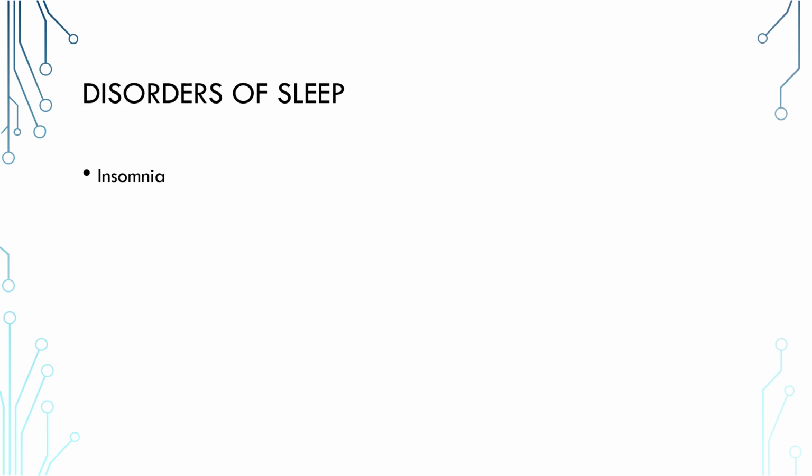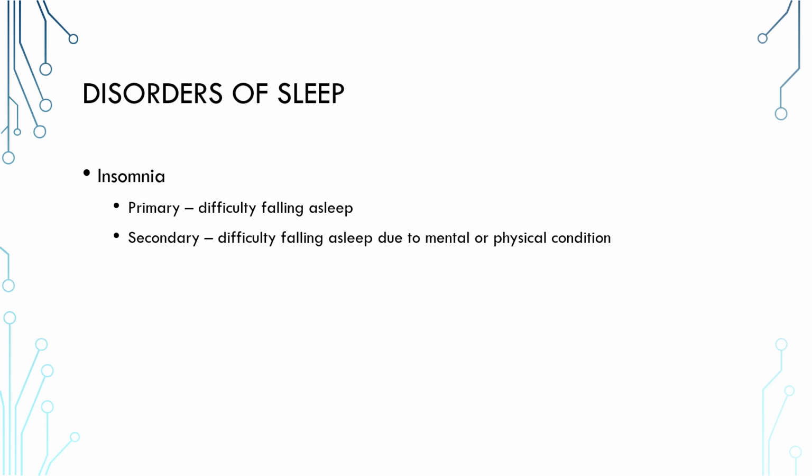For the last part of this lecture, we'll discuss some disorders of sleep. The first one is one that I mentioned a few times throughout this lecture, that is insomnia. There are two types of insomnia. The first, which is primary, a general difficulty falling asleep. Then there's secondary insomnia, which is difficulty falling asleep due to some mental or physical condition.